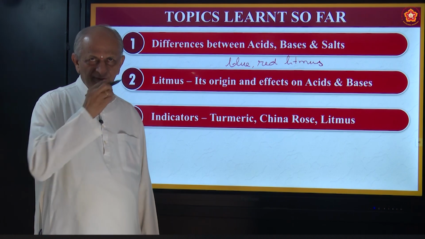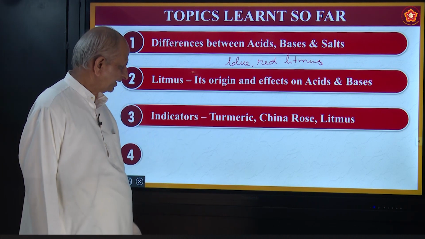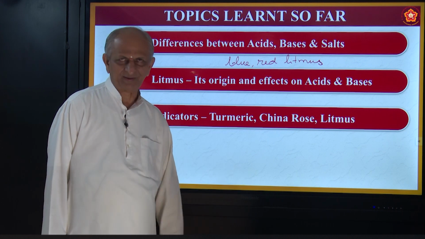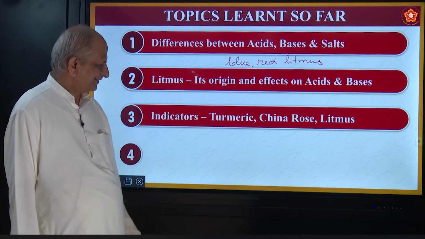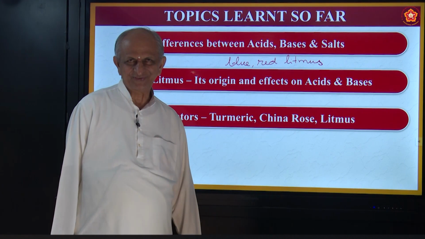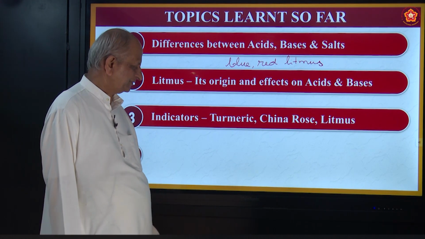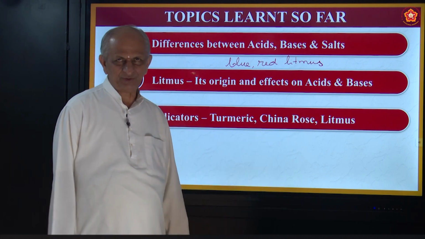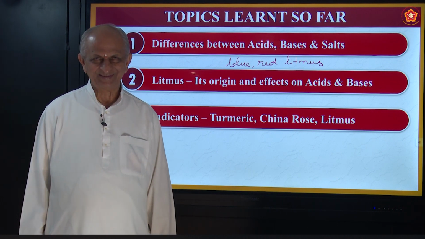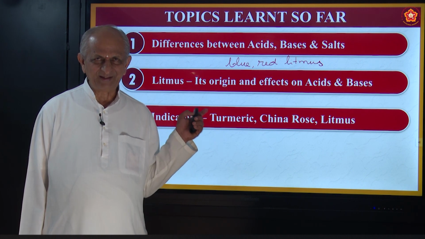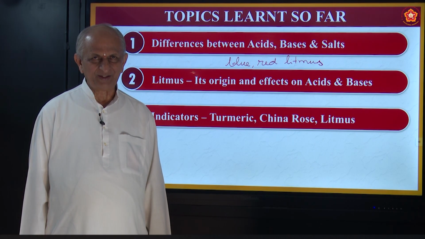Also, you have heard about different kinds of indicators other than litmus. For example, turmeric powder. Have you seen turmeric powder? Also China rose, a very common plant, which will be in almost all of the houses. And litmus we have just now heard about. So, these are called indicators. Have you heard this word indicator earlier? Yes, in vehicles there are indicators.